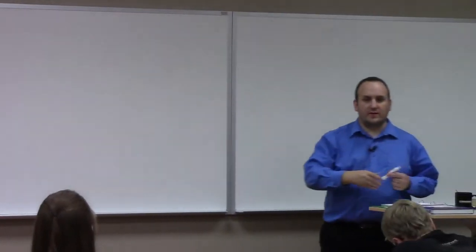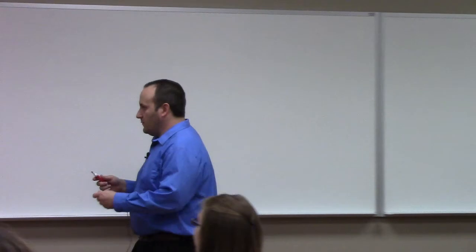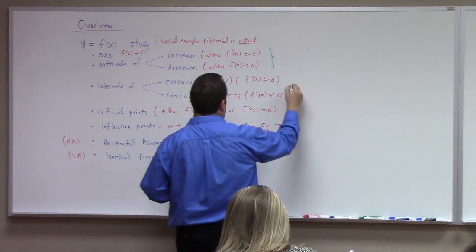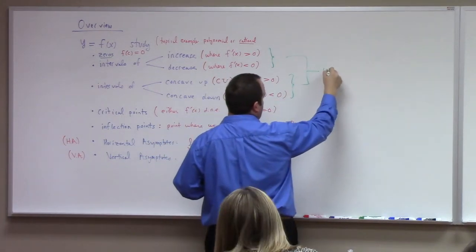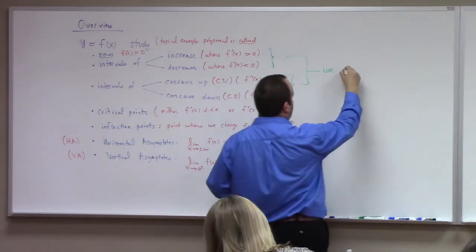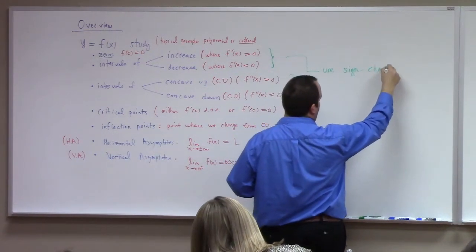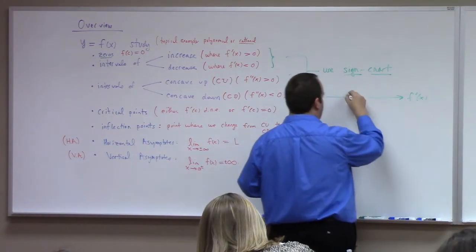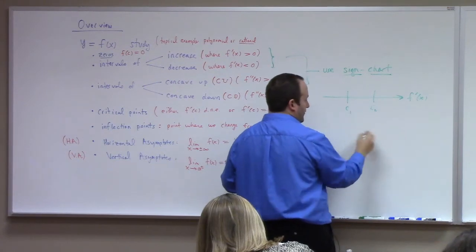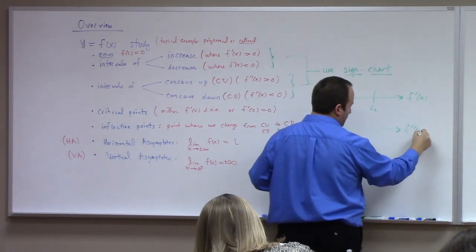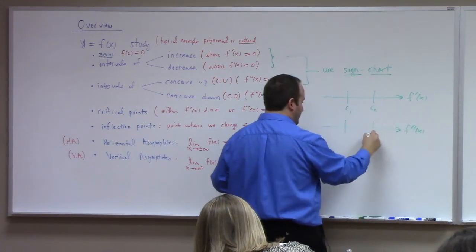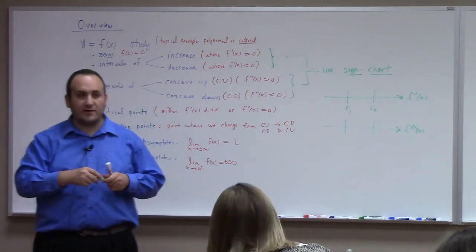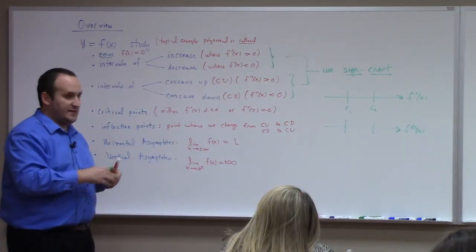And how did we figure out where the intervals of increase and decrease were? What was our main organizational tool for both this question and this question? We used the sign chart, right? That's what we did. We either looked at f prime of x and put the critical points, or we looked at f prime prime of x and put the possible inflection points. And look where it's plus and where it's minus, and that tells you where it's concave up, concave down, or increasing or decreasing. Okay, so that's what we did last time.